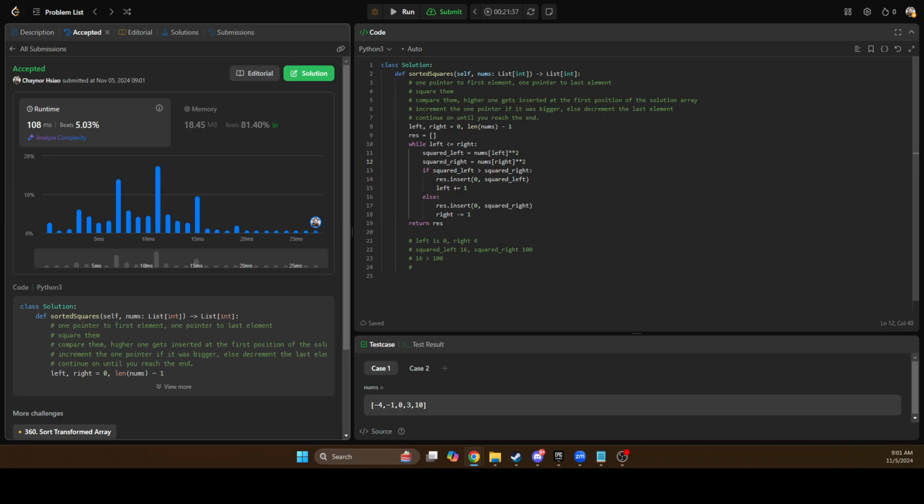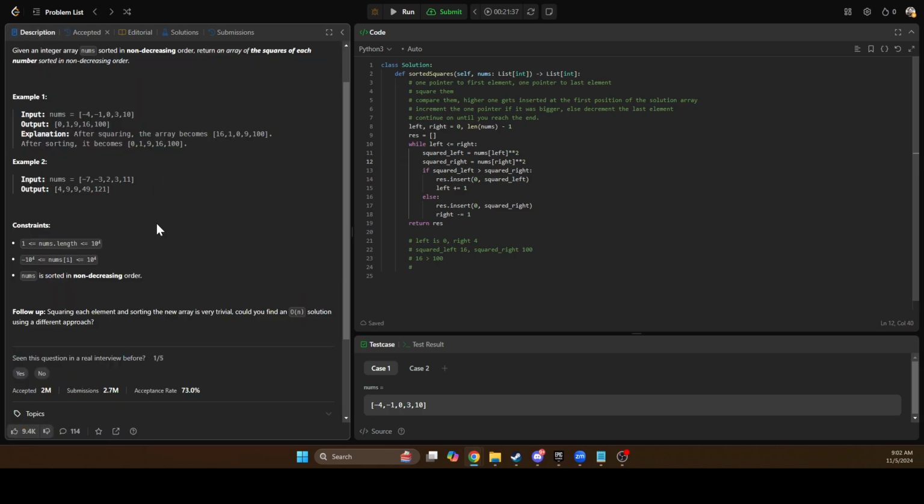So what were the conditions of the space complexity? It should be constant because you're just storing the pointers, or not. No, not constant. It would be linear because you're storing each element in the solution array. But it should be a linear time solution because you're iterating through each element at most once.